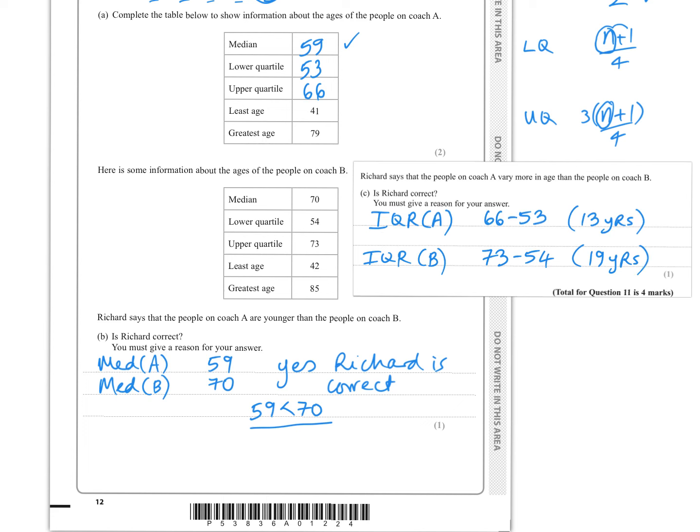So what we're going to say is coach B varies more, so Richard is incorrect, because 19 is greater than 13.